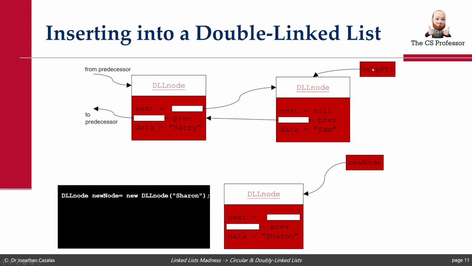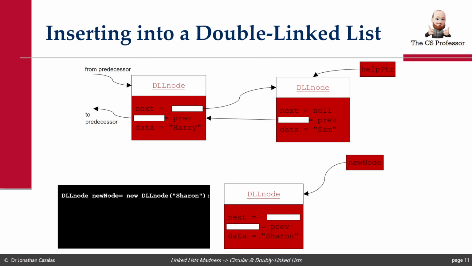But we have a help pointer traversed down our list. And in this particular example, help pointer is pointing directly to Sam. So if we make Sam point to Sharon right off the back, what's the consequence? Well, the consequence is, how do we get to Harry now?